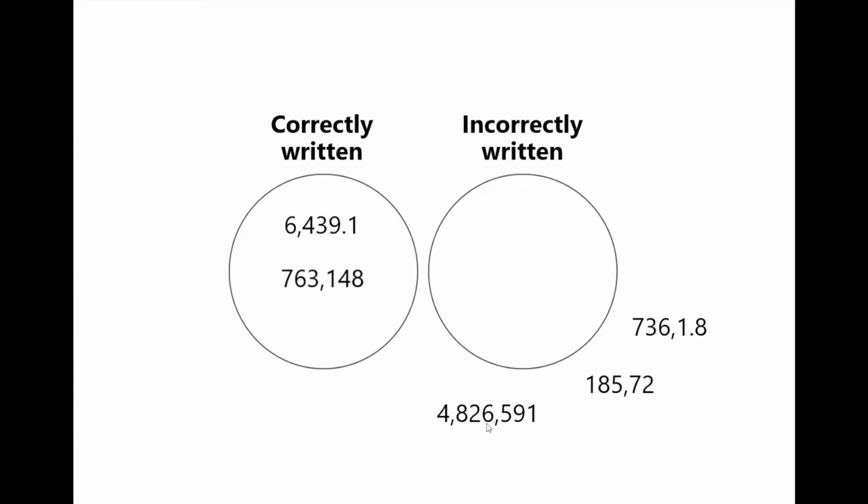It's definitely correct. Three digits, ones, tens, hundreds, so these are thousands. 762,148. This number, correct or incorrect? Name it. Well, I saw three digits, these must be thousands. These three digits are all thousands, and these must be millions. 4,826,591. How about this? Correct or incorrect? What is the number?